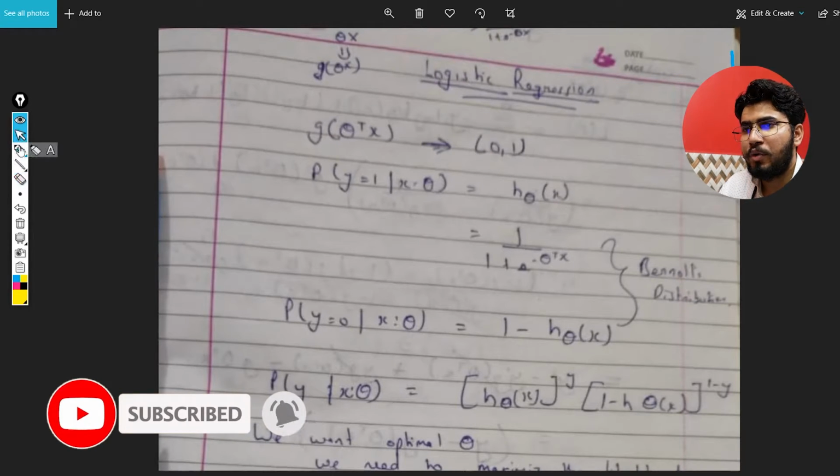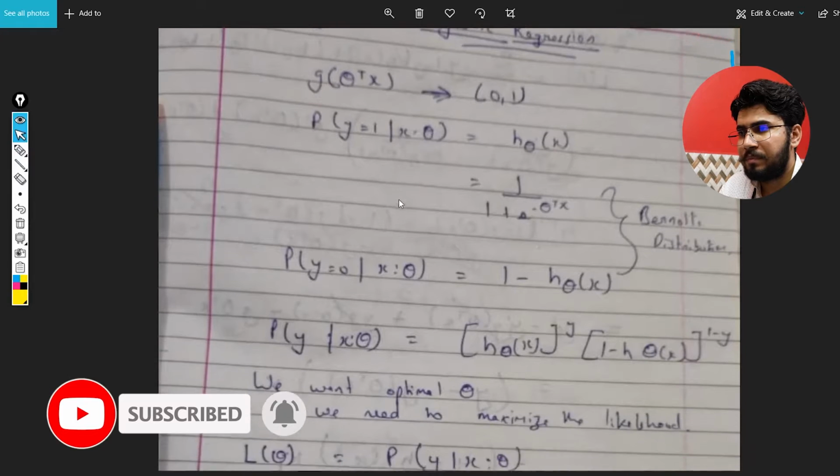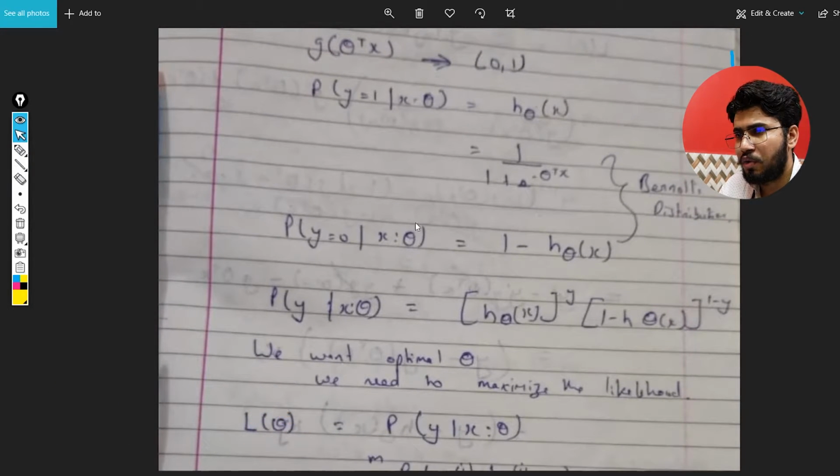Now I'm going to combine both of them, because right now these two are different. So I'm going to combine both of them, and after combining, I'm going to get this result.